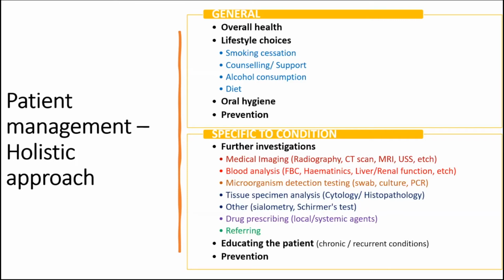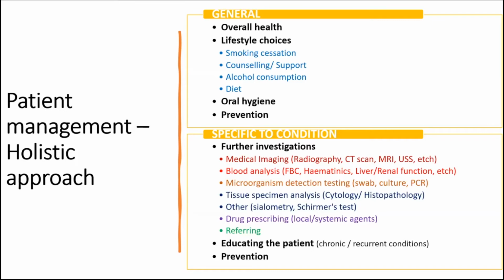Microorganism detection testing, like we take swabs to do cultures, to do PCRs like we do with COVID. Swabs usually are used for Candida, or if we have a specific bacterial infection and we need to see what type of bacteria we have and what antibiotic is best to use, we can do a culture and then an antibiogram.